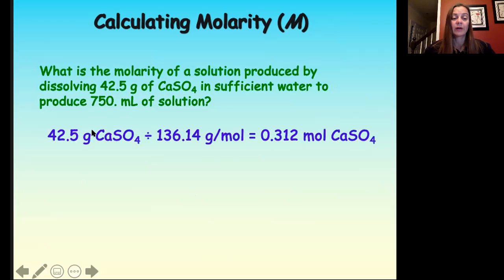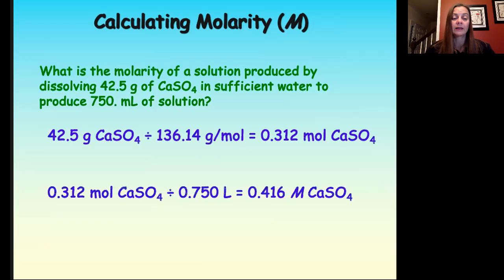So 42.5 grams of calcium sulfate times 1 mole per 136.14 grams, and we find that we have 0.312 moles of calcium sulfate. We're then going to divide that number of moles of calcium sulfate by the volume of the solution in liters. So we've again converted milliliters to liters, and we find that the molarity of this solution is 0.416 molar. Pretty simple and straightforward.